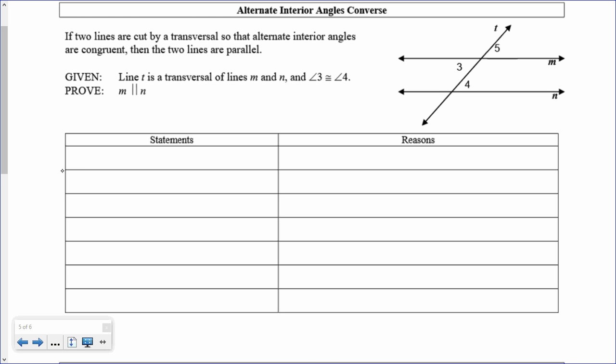So, I know we have a transversal, and then we have angle 3 is congruent to angle 4. So I'm going to abbreviate that. I'm going to say line T is a transversal. Abbreviate, I'm fine with that. And then I also know that angle 3 is equal to angle 4. The only reason why I'm putting them both on the same line is because this first given doesn't tell you anything apart from this. So I'm putting them together so I can use them together. And that's given.